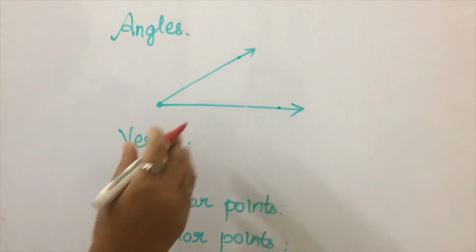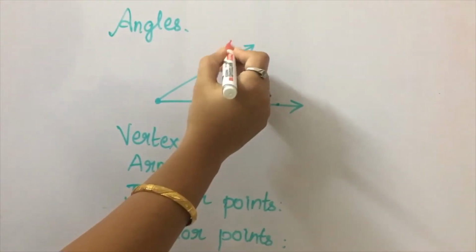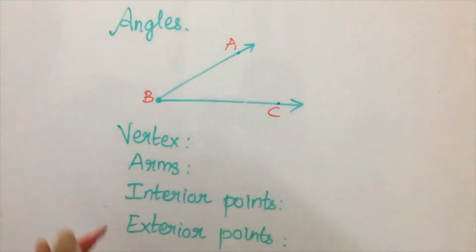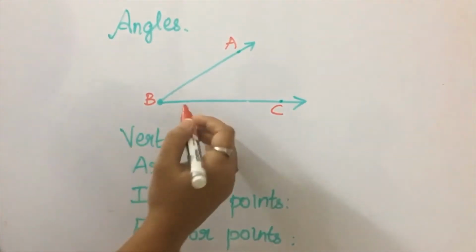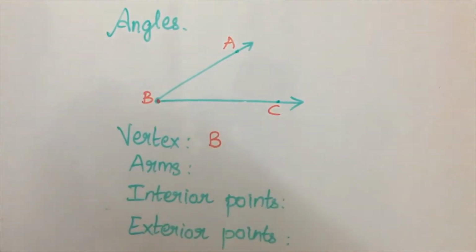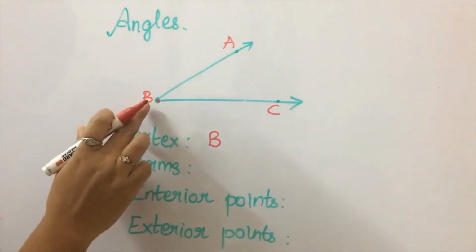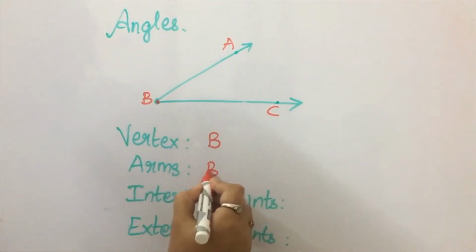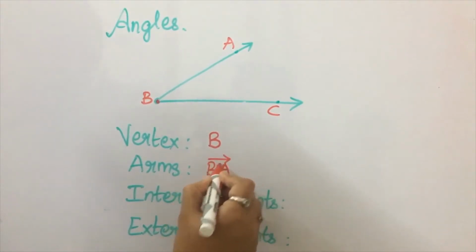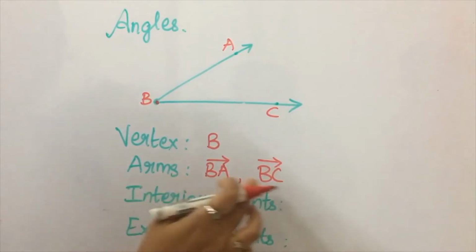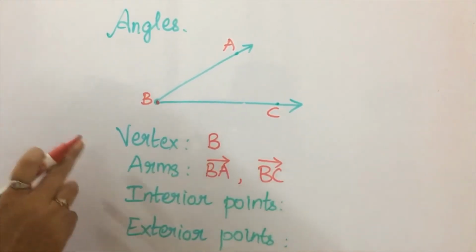Now I am going to name this figure. I am going to name it as A, B and C. Here, which is the vertex? The common point is called the vertex and it is B. What are the arms here? BA and BC are the arms. BA with one arrow and BC with one arrow are the arms of the figure.